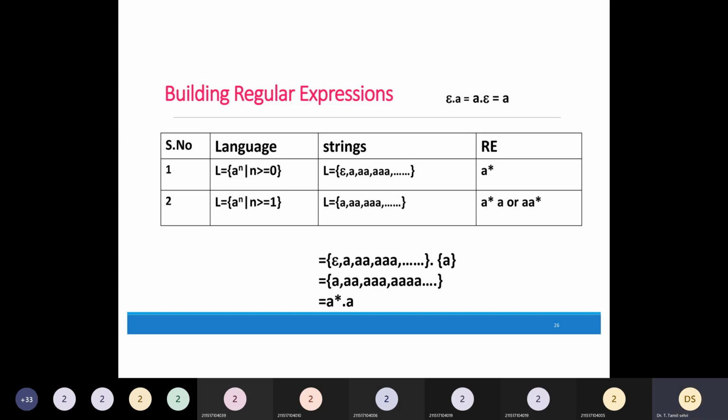If it is a power 1, you will be getting a single a, which is the first string of the given language. The second one, with n equal to 2, gives aa. If it is 3, it gives aaa, etc. So finally you will be getting the regular expression a power plus. But we don't have the plus operator as a power in a regular expression. So for that you need to concatenate a star dot a, or otherwise a dot a star. This is equivalent to the given regular language.